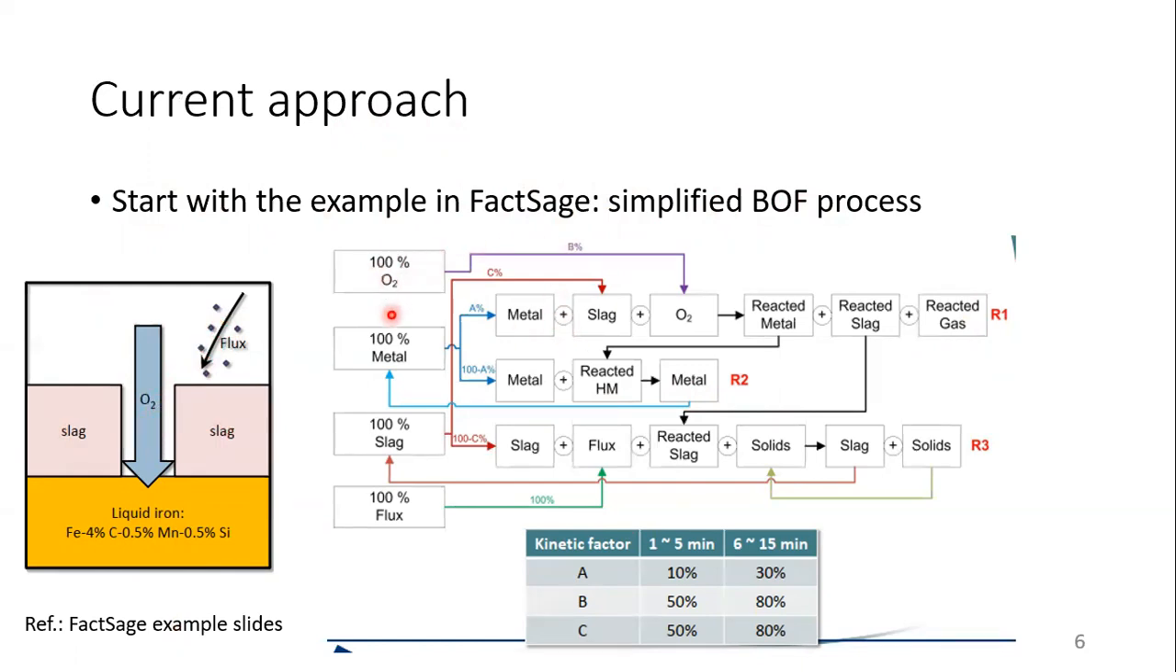What you see here are essentially three reactors. In reactor one, the metal, slag, and oxygen will react, and then you have some output of that. The reacted metal must go and homogenize with the bulk. That is R2, and similarly the slag product plus the flux injected should also react and give you the slag composition, which will have both liquid slag and some solids. That is essentially modeled by R3.